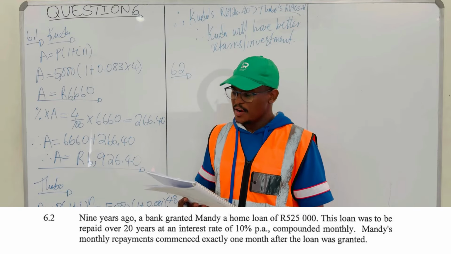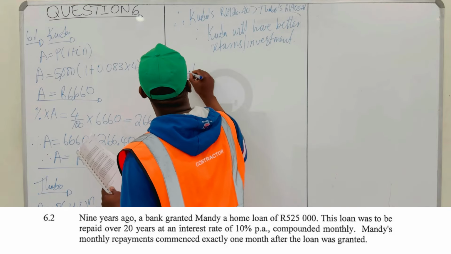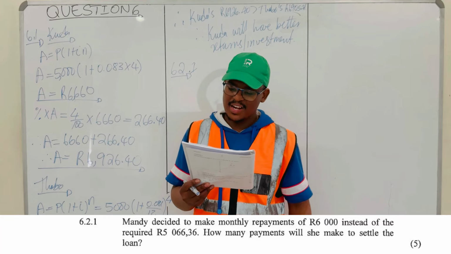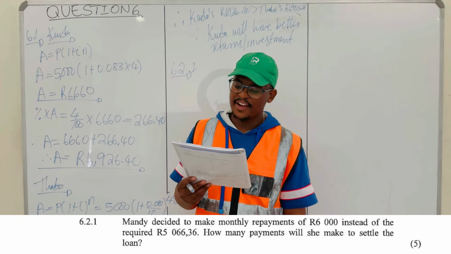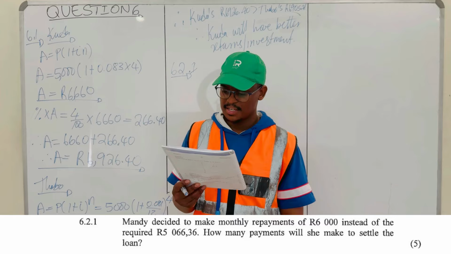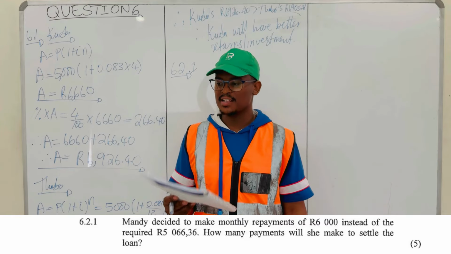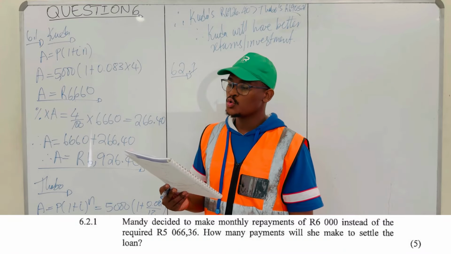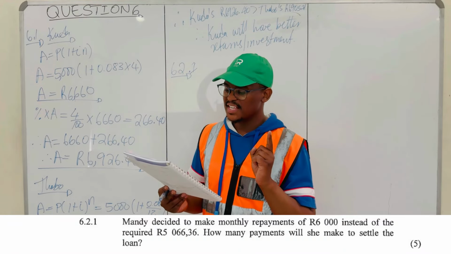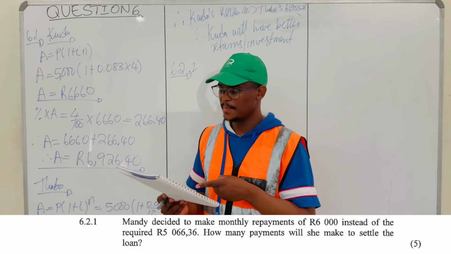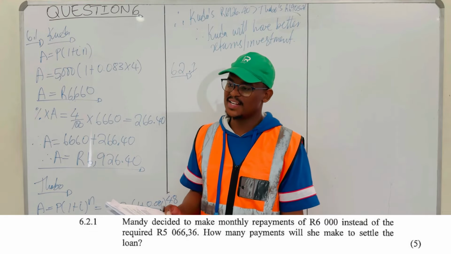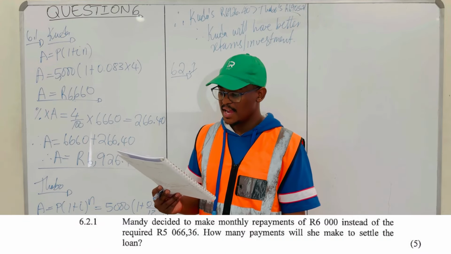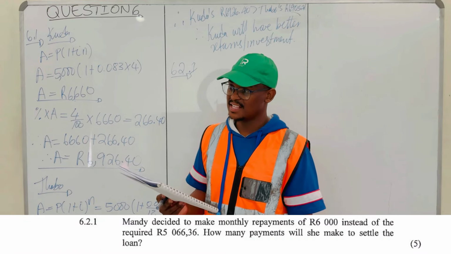They went on to say 6.2.1. Mendy decided to make monthly repayments of 6,000 instead of the required 5,066.36. How many payments will she make to settle the loan? They are telling us that Mendy was expected to make payments of 5,066.36. Are you with me? But instead, she paid more than she was expected to pay. She was paying 6,000 instead of the expected 5,066.36. Do you understand that?